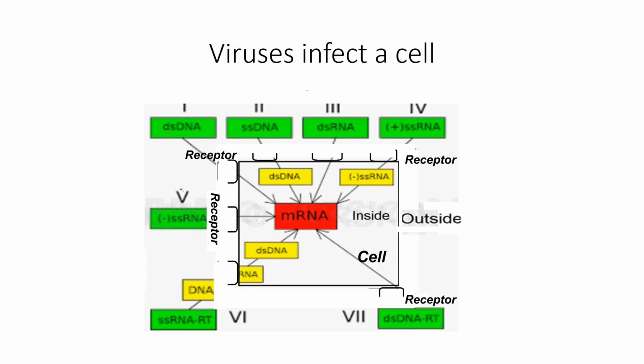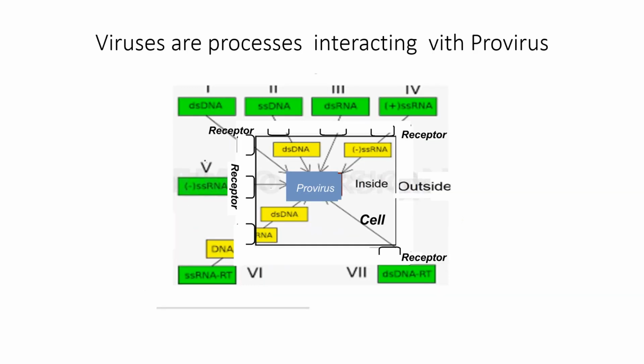Now, if we manipulate it a little and add here some receptor, you see that the story is: virus infects a cell in order to get access to the messenger RNA. It's an interaction between cell and viruses. Now, if we would like to change this interaction into a process, viruses are processes interacting with a provirus. So you add here the provirus, and the whole thing becomes a virus's processes interacting with provirus.